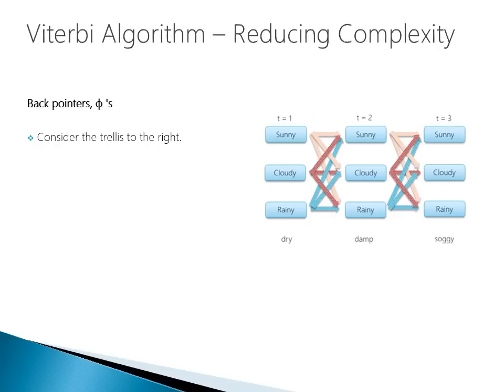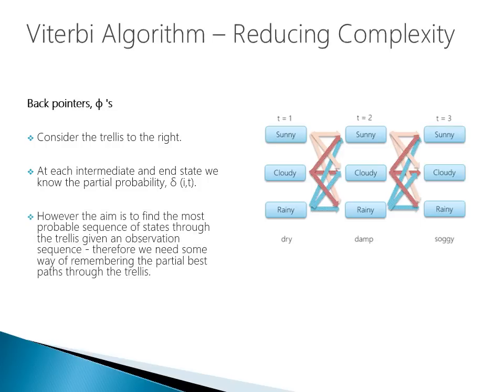So let's consider the trellis to the right-hand side. At each intermediate and end state, we know the partial probability delta of i of t. However, the aim is to find the most probable sequence of states through the trellis given an observation sequence. Therefore, we need some way of remembering the partial best paths through the trellis. Okay, and this is a critical point.